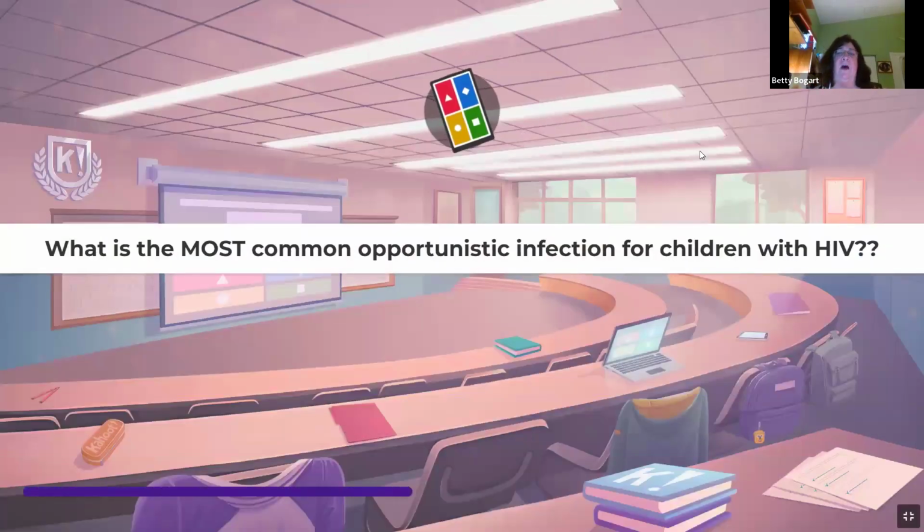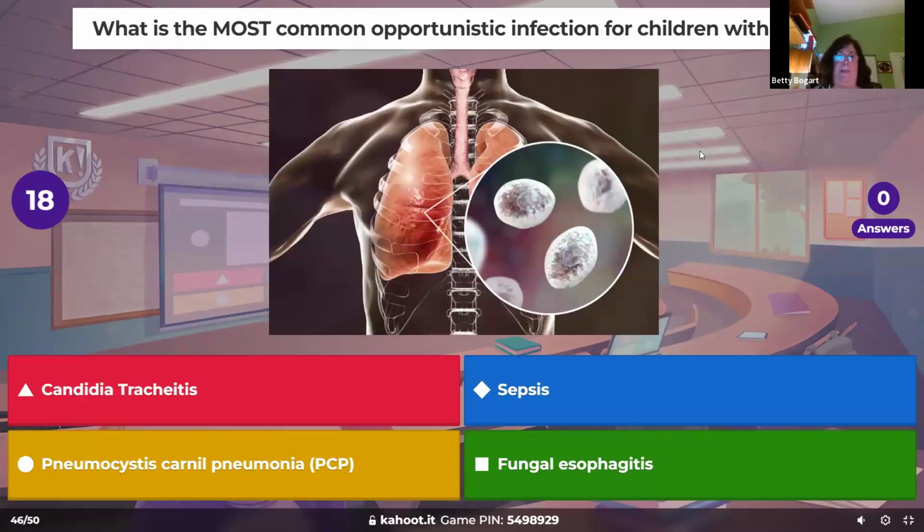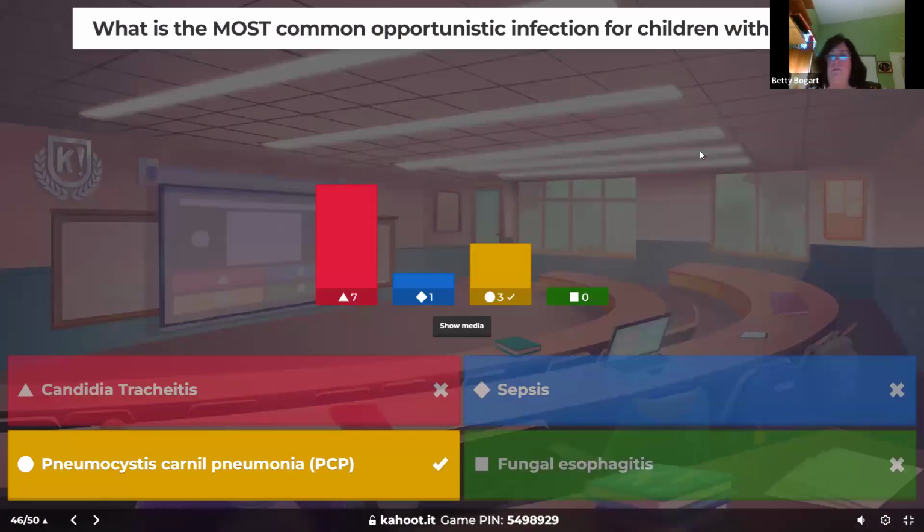What is the most common opportunistic infection for children with HIV? And that's your PCP pneumonia, most common. We would think it's Candida, but no, the book says pneumocystic.